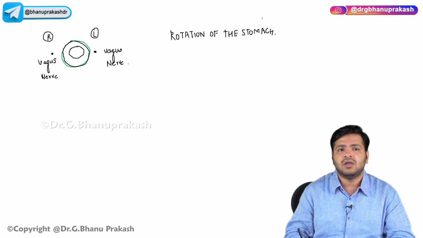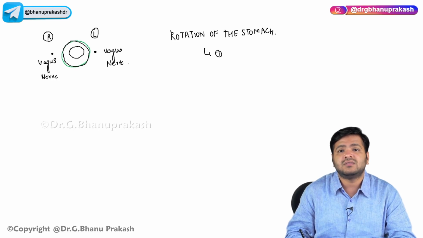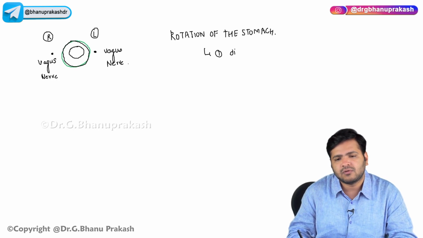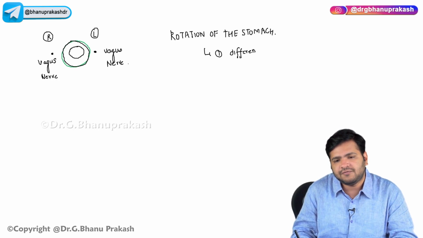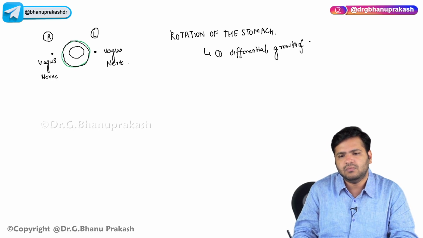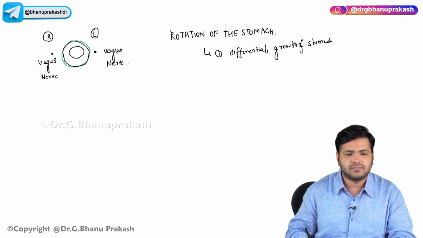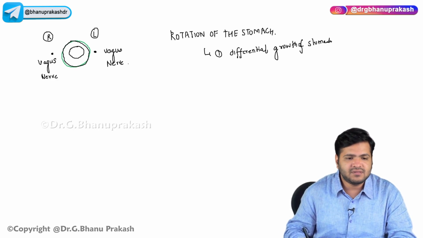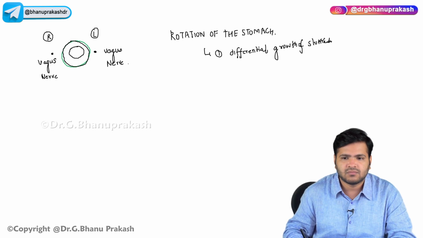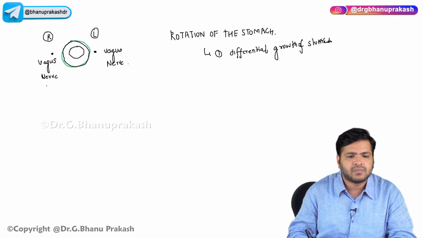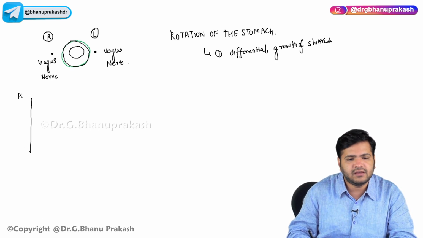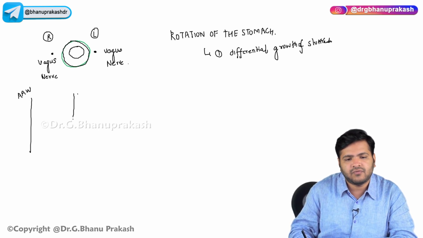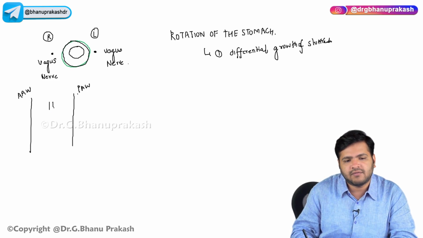Rotation of the stomach. Now, rotation of the stomach is due to the differential growth of the stomach, and also, let me just try and explain. Suppose this is the anterior abdominal wall and this is the posterior abdominal wall. We already know this is the developing stomach, right?